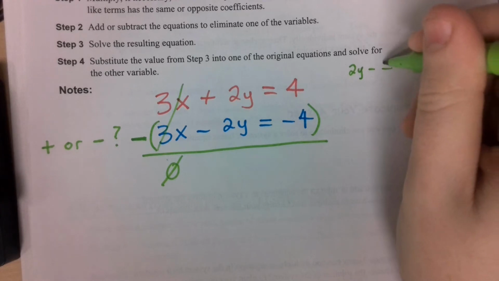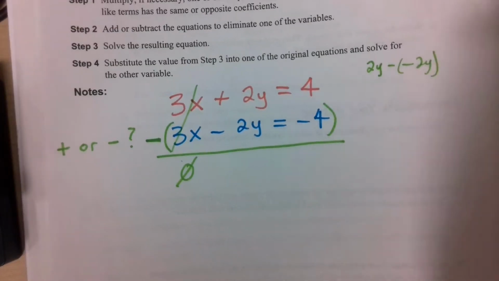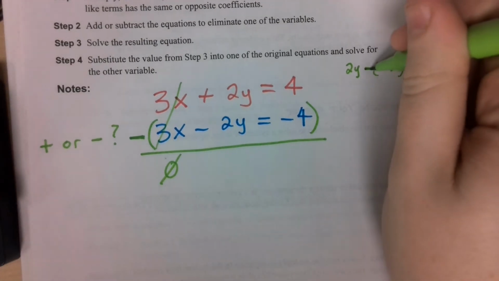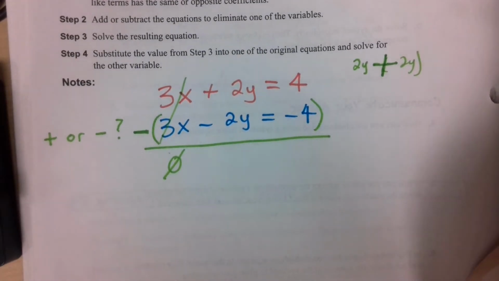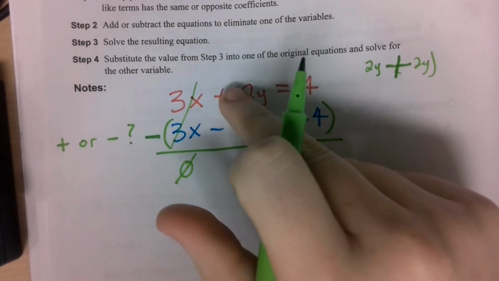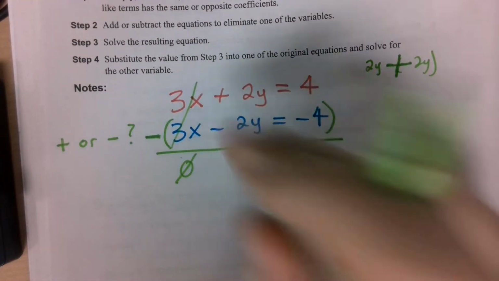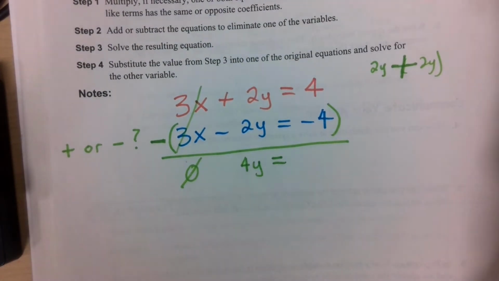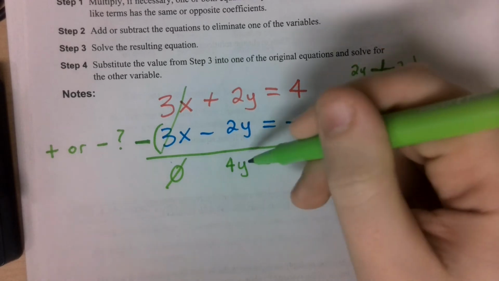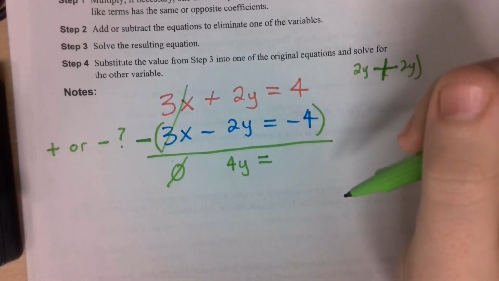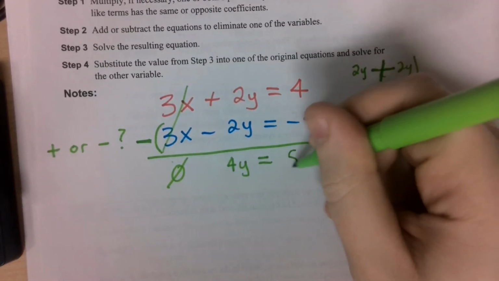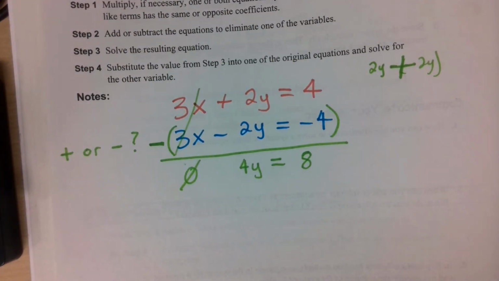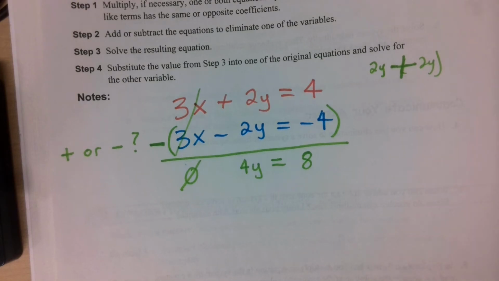Again, we can write this out as this. 2y minus negative 2y, and anytime you have two negatives next to each other, you can convert them into a big positive. So this really becomes, what's 2y plus 2y? Well, it's positive 4y. Lastly, what's 4 minus negative 4? Minus negative is plus, so 4 plus 4 gives us 8. This is the basis of the elimination method.